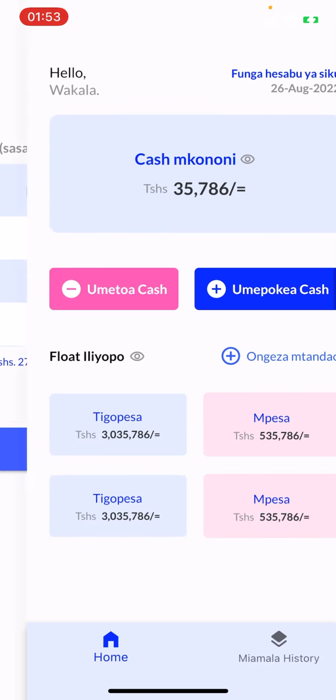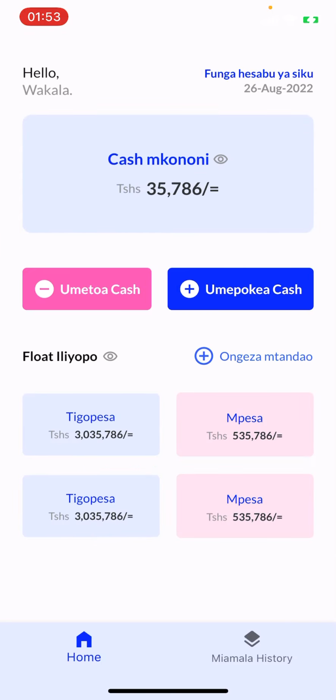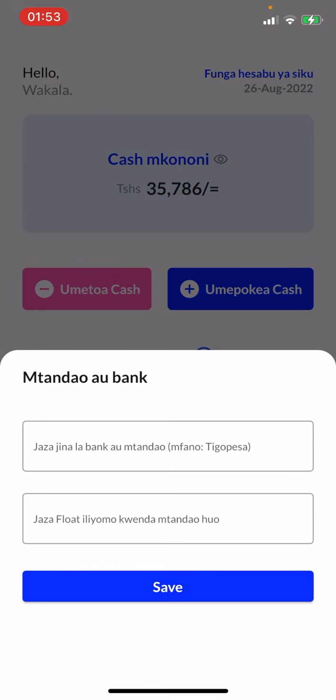starting a business. And this will be the home page, where they will get to see the amount of cash they have at hand, and down here they will get to see the amount of float available per every network. So there will be M-Pesa, Tigo Pesa, Airtel Money, and more banks. Then they will be able to add if they have other services that we haven't listed, or any other bank.